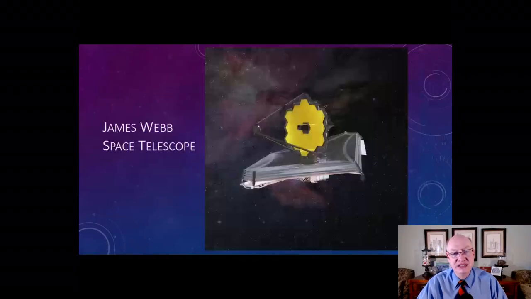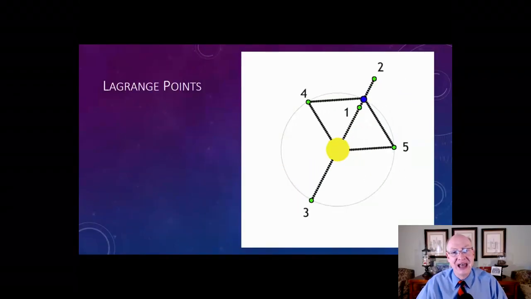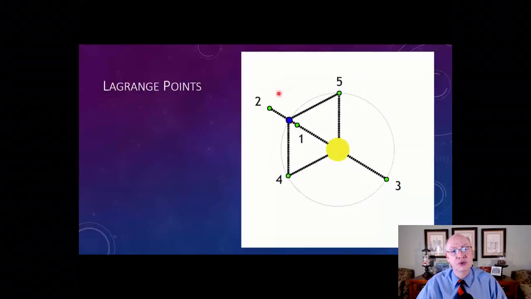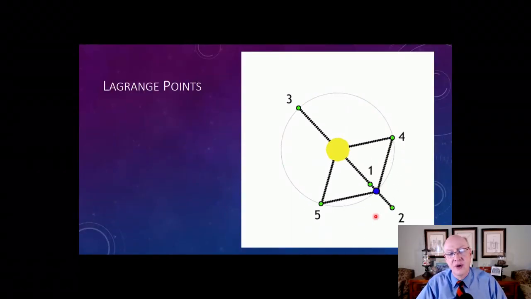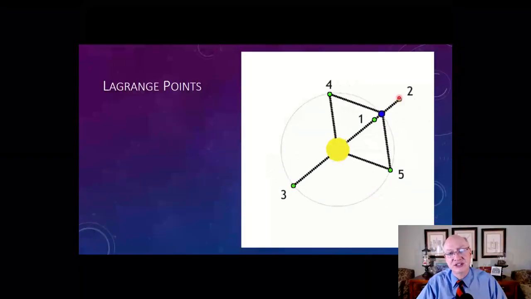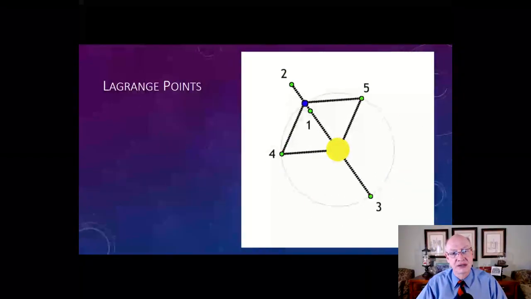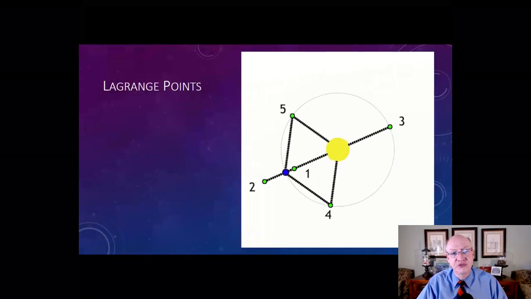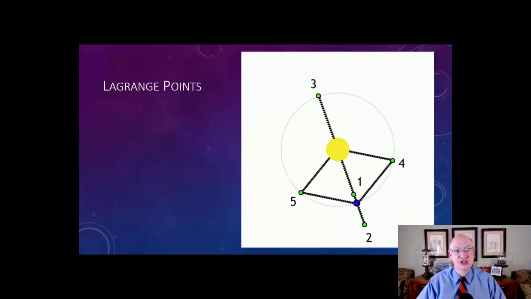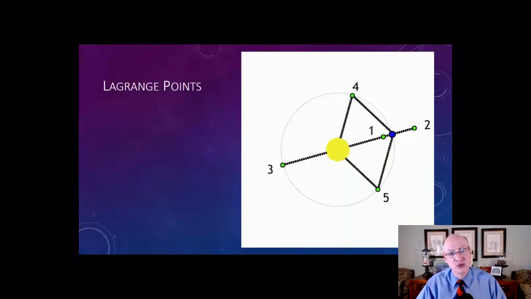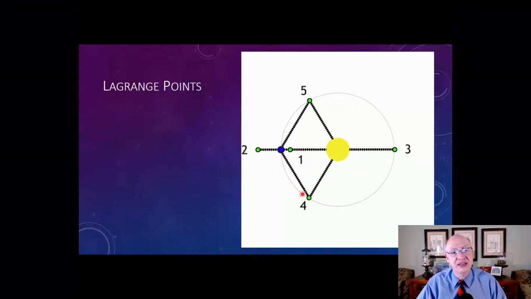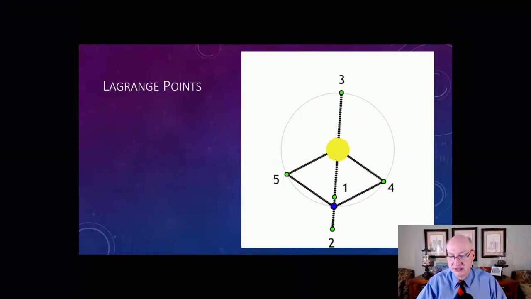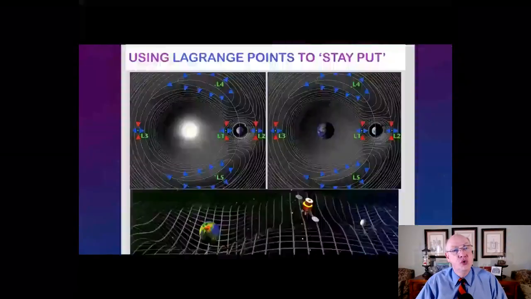The James Webb Space Telescope is going to be launched out to the L2 Lagrange point. The L2 Lagrange point is about 1 million miles further away from the sun than we are or so. And that's where the James Webb Space Telescope is going to be parked. On the opposite side of the Earth from the sun is the L3 Lagrange point. That one's not very useful to us because it's on the exact opposite side of the sun from us. And then there are the L4 and the L5 points. You can use all of these Lagrange points to stay put.